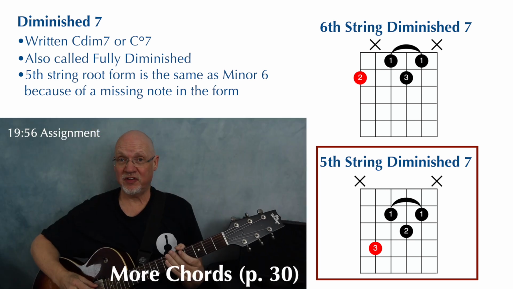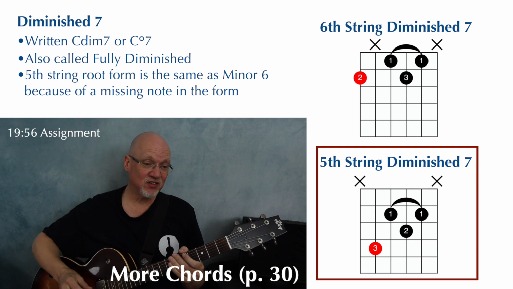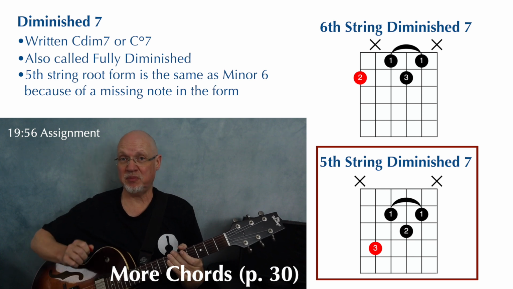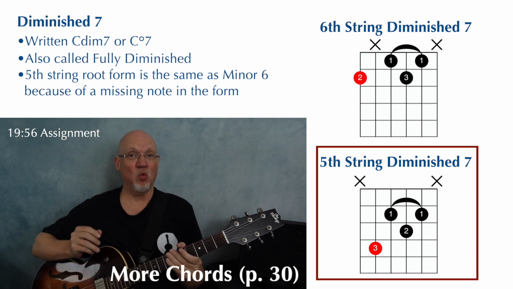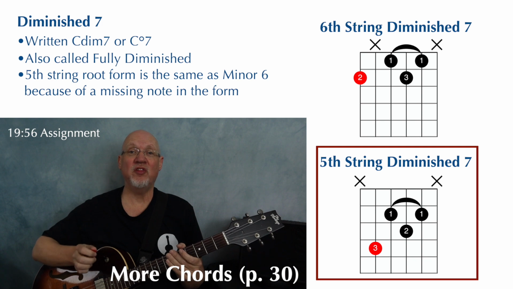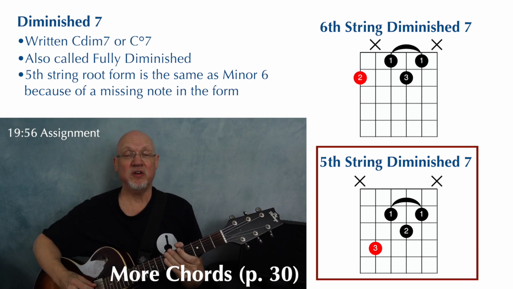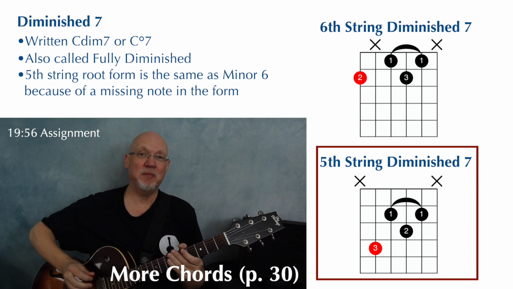You may have noticed that this diminished 7 shape is identical to the minor 6 shape with the root on the 5th string. The reason for that is this particular shape leaves out one note, and that one note that's left out is the one note that makes a difference between a minor 6 and a diminished 7. So you can play this shape for both types of chords.